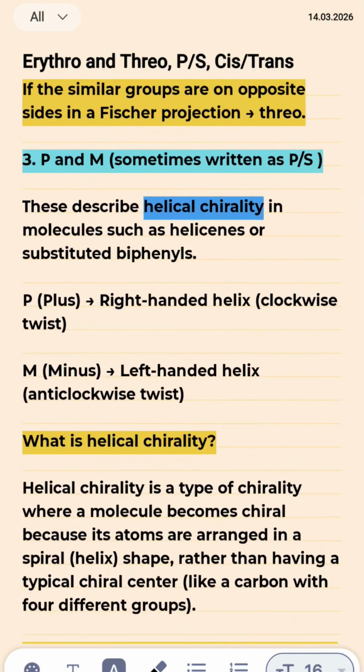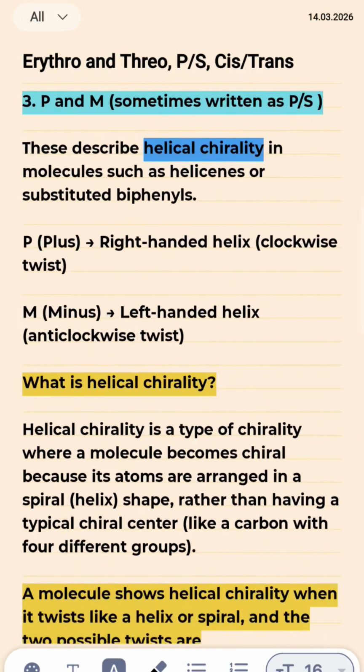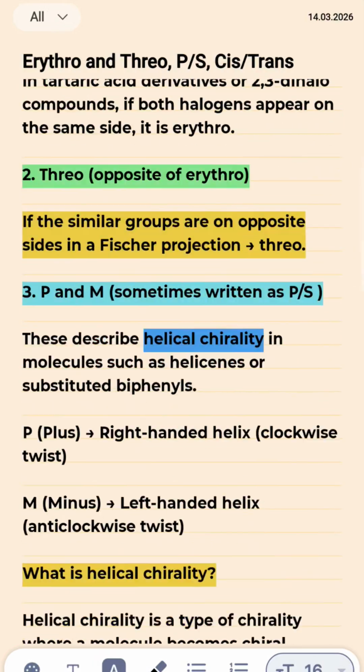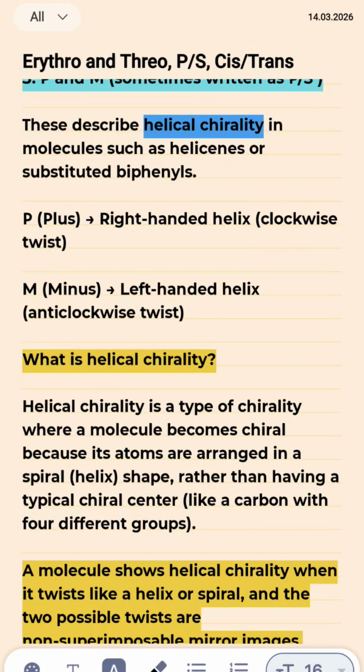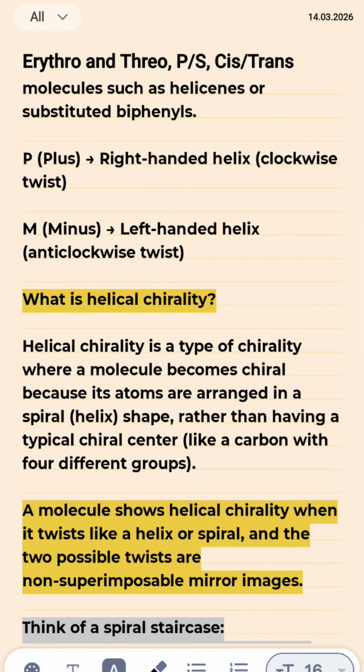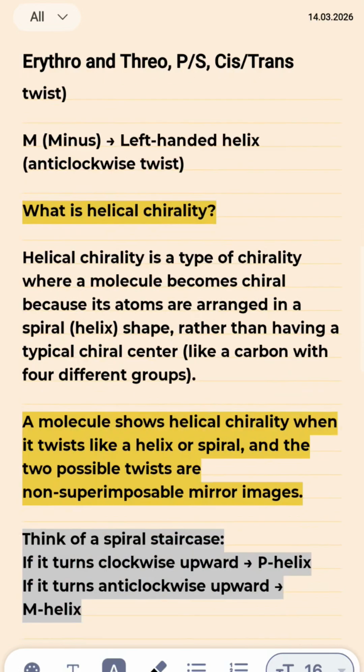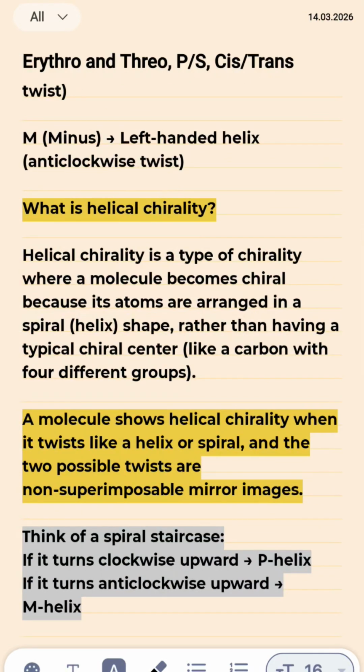Now P and M. P stands for plus, M stands for minus, but at times it is written as P and S also. Now this is known as helical chirality in molecules, and these molecules are termed helicenes. Like we know, helicenes or substituted biphenyl. So P stands for plus or right-handed helix or clockwise twist of the helix. M stands for minus or left-handed helix or anti-clockwise twist of the helix.